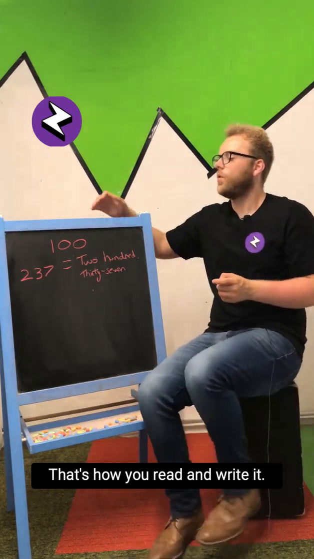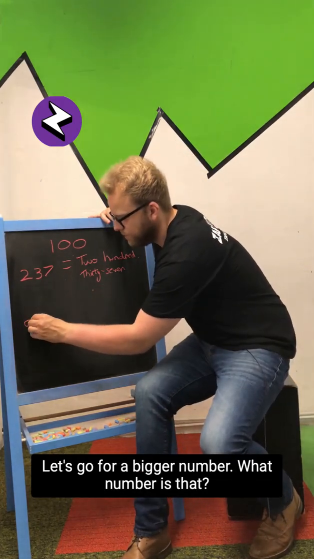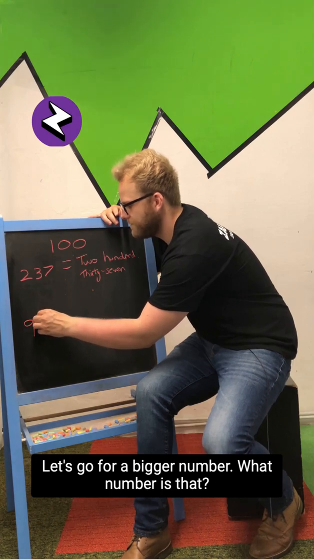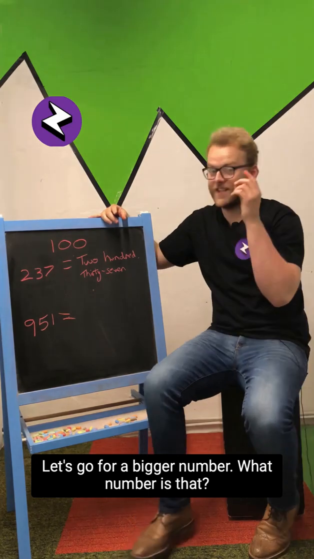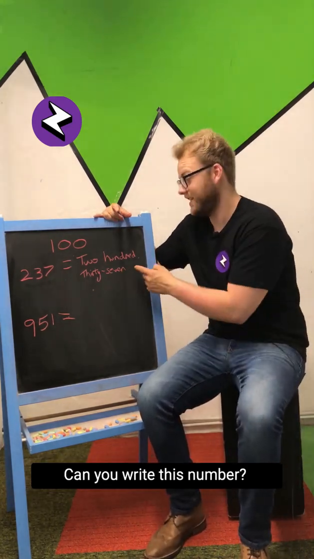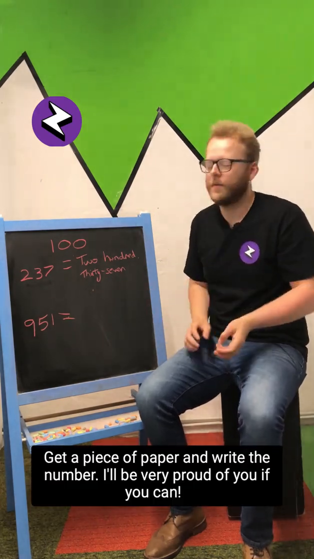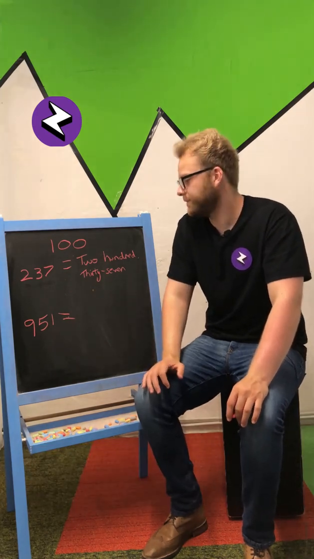Okay, what about this one? Let's go big one. What number is that? Can you tell me what number that is, or even how to write it? If you can do it on your phone right now, get a piece of paper and write it, I'll be so proud of you. Okay, what number is that? I'll give you a couple seconds.